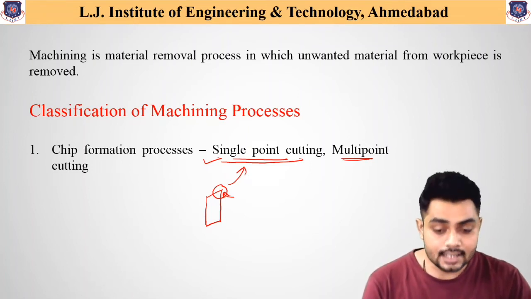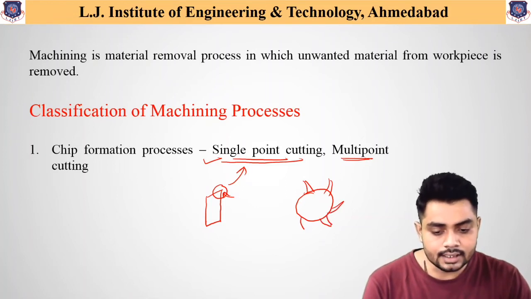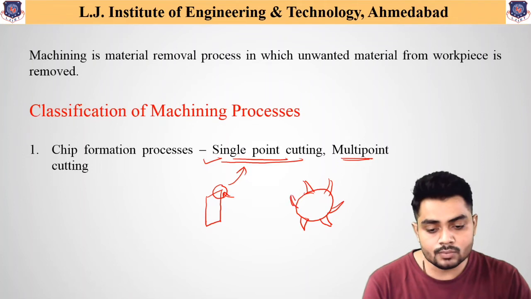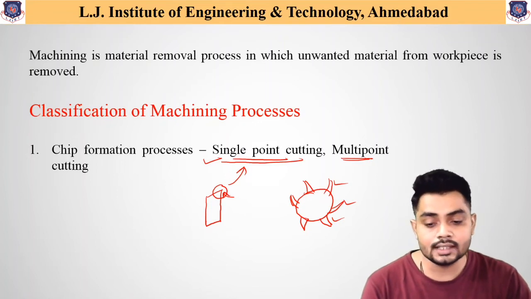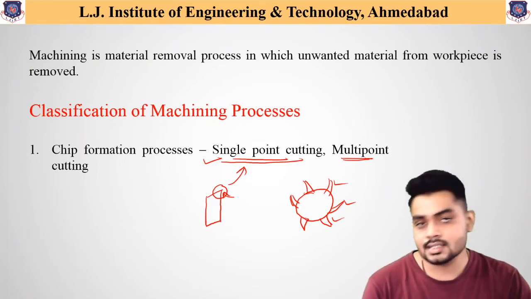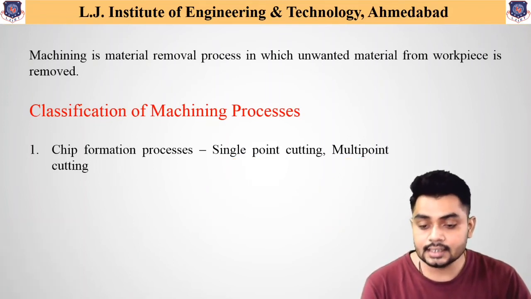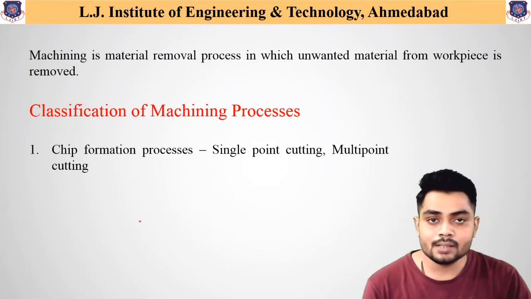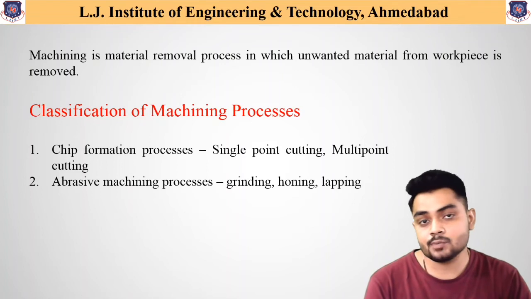And in the case of the milling cutter, we have seen that this milling cutter has multiple teeth over its periphery. This means all these teeth help to remove the material from the workpiece, and that's why it is called the multi-point cutting process. So this is the first classification of the machining process, that is single point cutting process or multi-point cutting process. Now the second one, that is the abrasive machining processes.